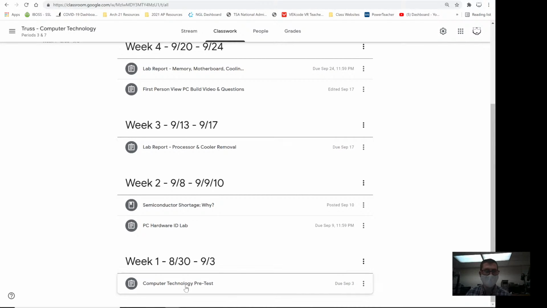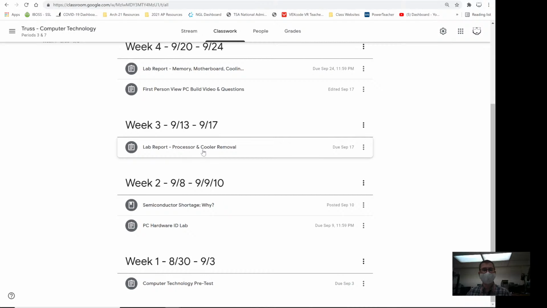So the first week was a pretest and a lot of discussions and team building. The second week we focused on the semiconductor shortage and what it is. And then we did a PC hardware identification lab after a variety of lessons. Week 3, we actually did some hardware removal where students are taking apart a desktop PC. Everyone has the same PC, so everyone, including myself, demonstrates and has consistent hardware that everyone is aligned to, which is helpful. If you had a variety of computers, they're all their own animal. It's nice to have a consistent build.